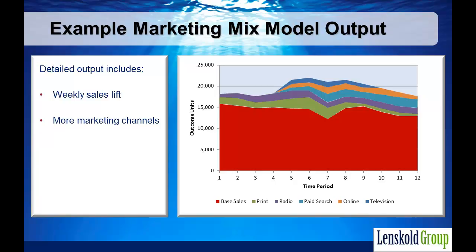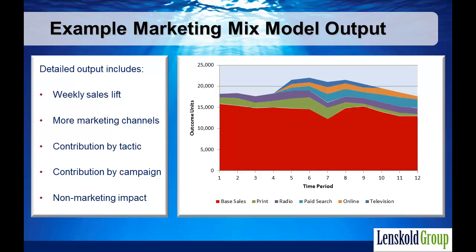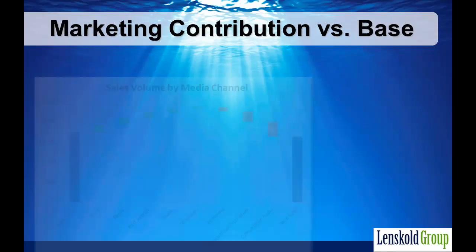Now, what we don't see in the chart is we'd probably have more marketing channels than this, depending on what our inputs were. We may be able to take some of these marketing channels and actually get a contribution down to the tactic level. So maybe certain print publications were drivers and others were not. In some cases, if the detailed data is there, we could look at campaign level impact. And then what's not shown on this chart is the non-marketing impact that we would quantify as well.